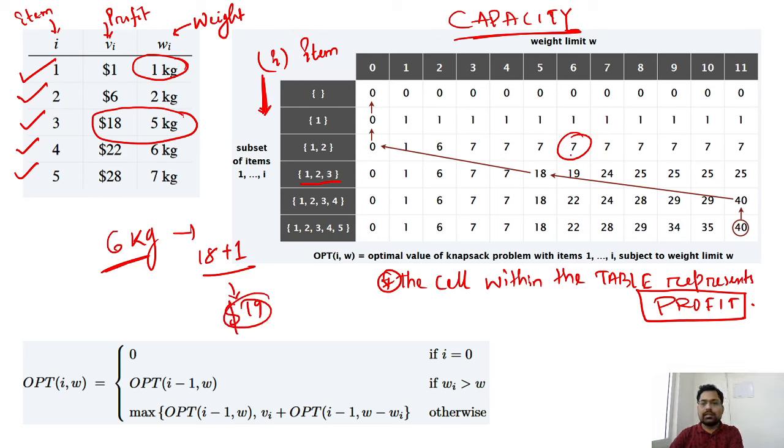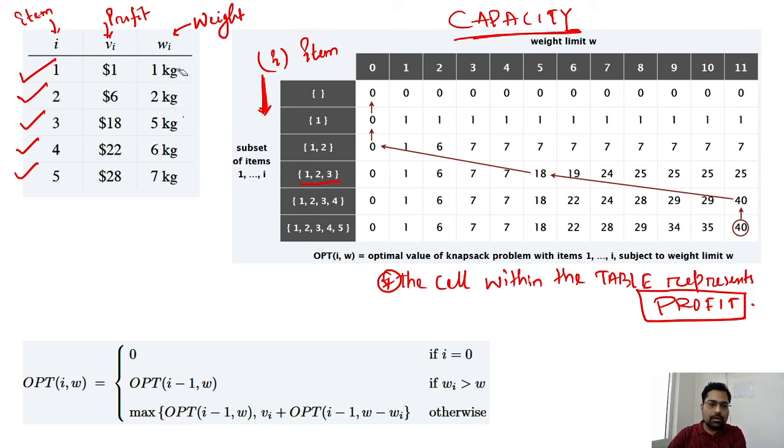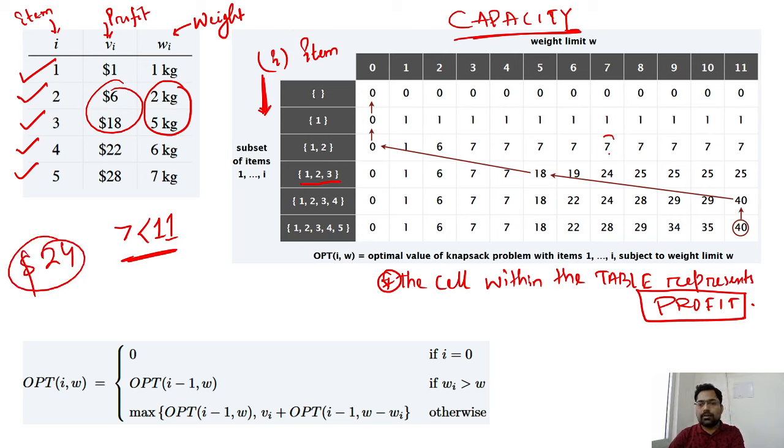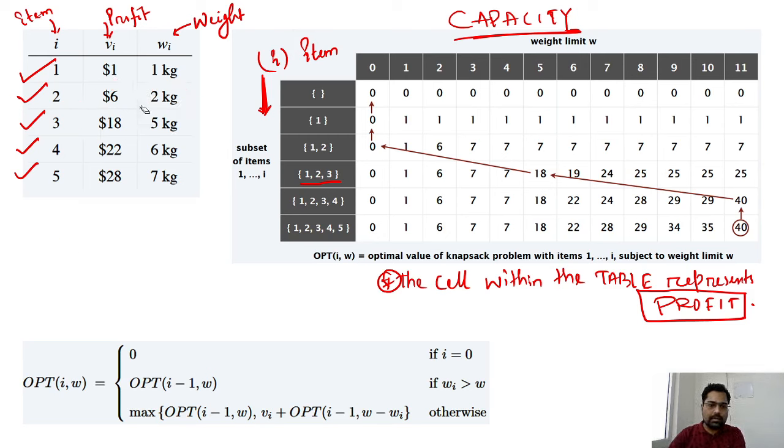$19, and it was previously $7. So you just update that one to $19. Okay, now the next probability you can do, if you consider these two, whether 7 kg is less than 11 kg or not. Yes, if yes, then you add this one, it's $24. So previously it was 7, now you update that $24 as a profit. So now if you can add these three, 7 plus 8, the total would be 25.